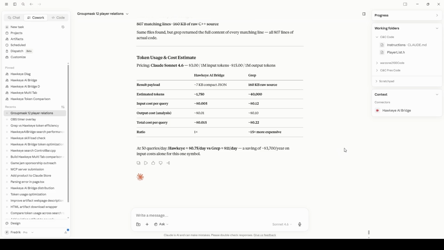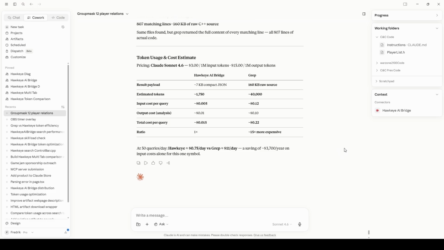Without Hawkeye, grep pulled in 160 kilobytes of raw source code, every single matching line, just to answer the question. That's around 40,000 tokens. With Hawkeye, we got compact structured results, just file paths and line numbers, at around 1,750 tokens. That's roughly 15 times cheaper per query.